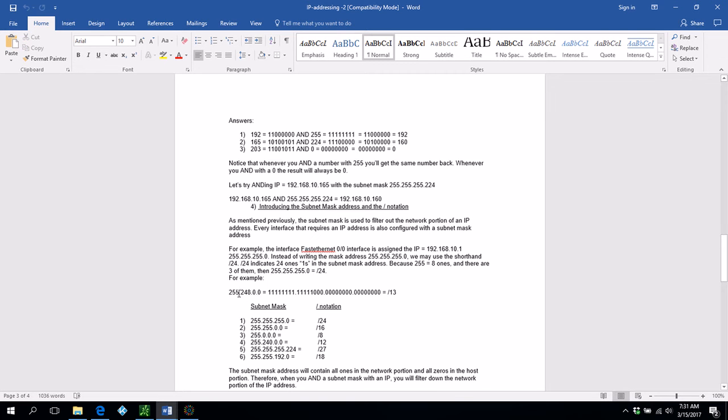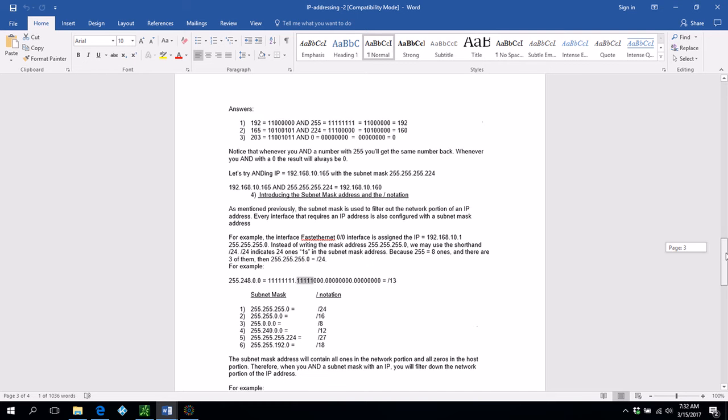255.248.0.0. So 255 is 8 ones, right? 248 is 5 ones, and then the rest are zeros. So this is how you would write your mask. Here are examples of the subnet mask addresses written in decimal format, and this is in the slash notation.